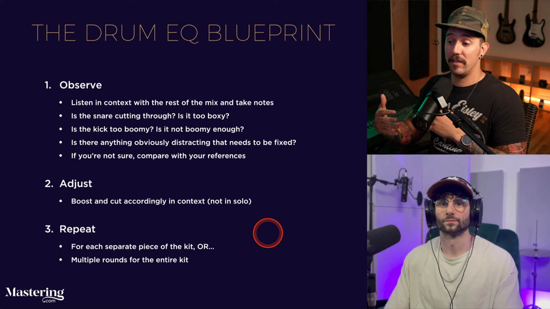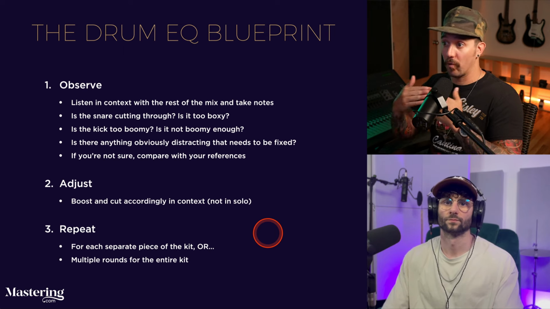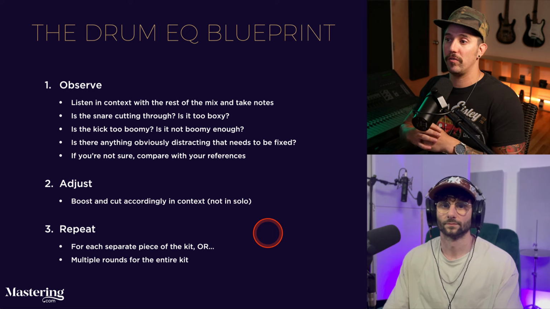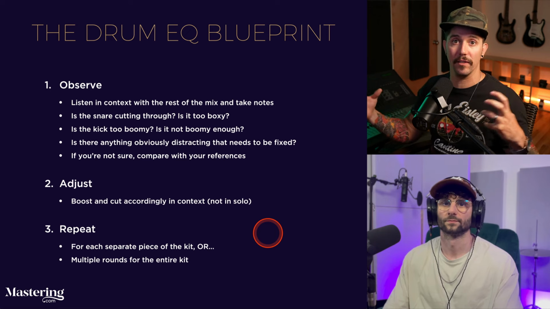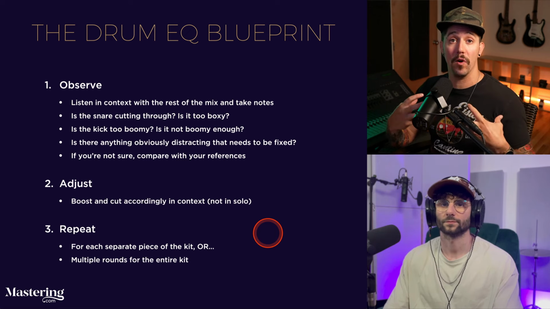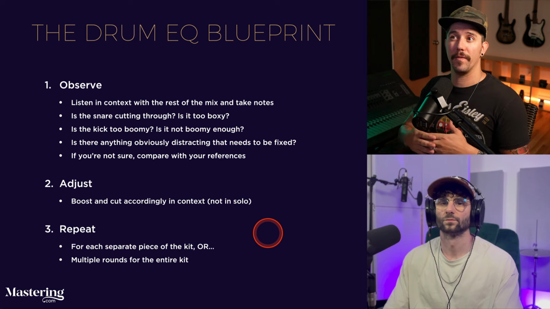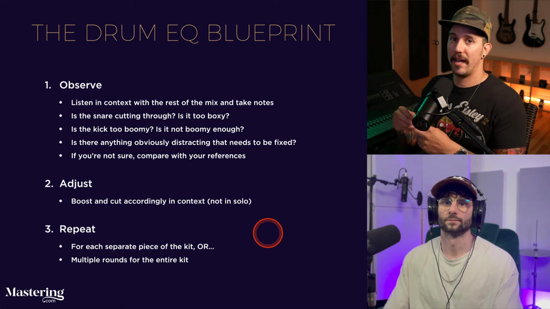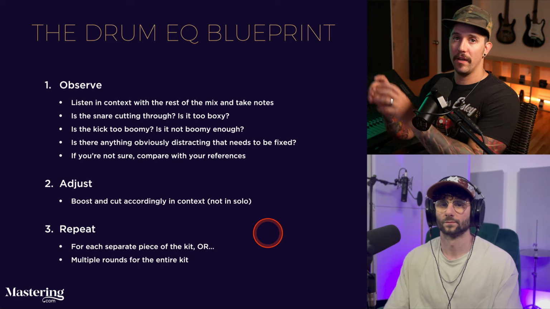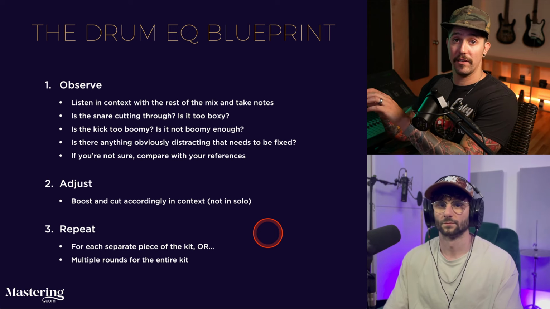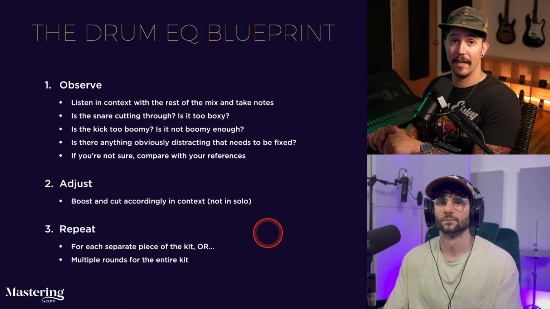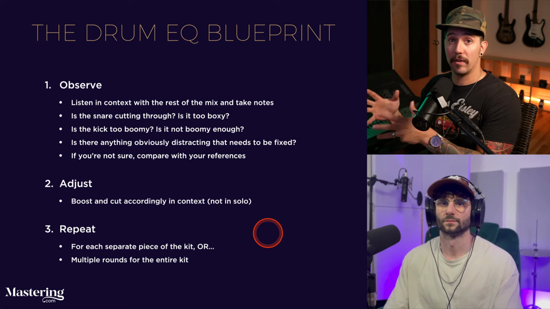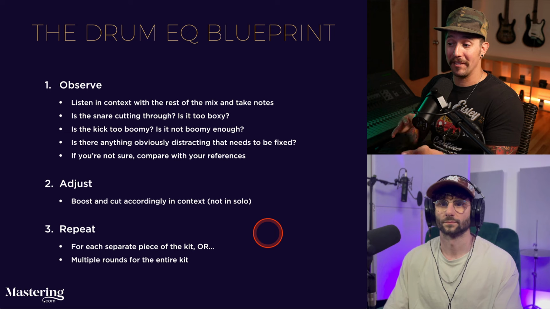Another way is you can do multiple rounds for the entire kit where you're giving yourself the opportunity to just listen to every single instrument, what pops out at you in the moment. Go with your gut, you know. Oh, the kick is getting buried, the snare is this, the toms are that, the cymbals are this, and writing down everything that you hear for every instrument in the kit. But if that's too complex, then go to the other way for each separate piece of the kit.